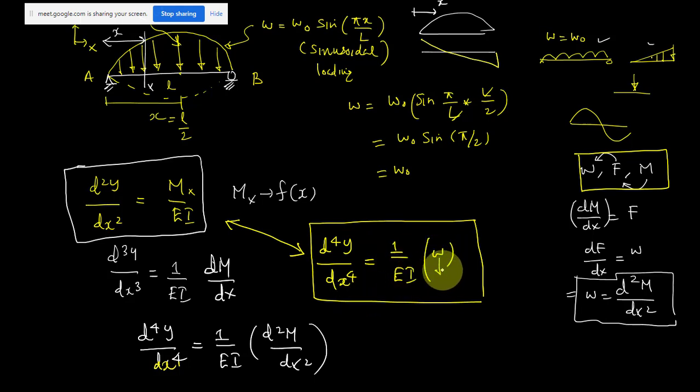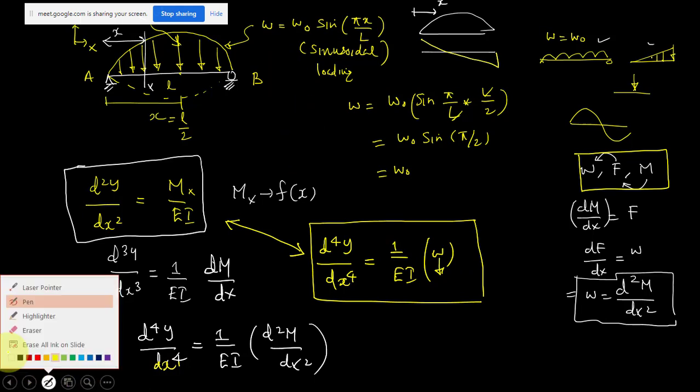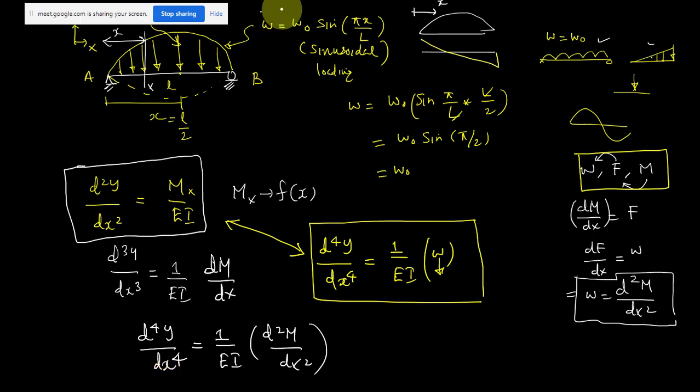What is W? This is the intensity of the load, which is already given in the question. The intensity of the load is a function of x, like the moment. That is already given: W equal to W0 sine of pi x by L. Now I can substitute this load intensity in place of W, and then I can get the value of deflection from this equation. How to get it? We have to do the integration 4 times.